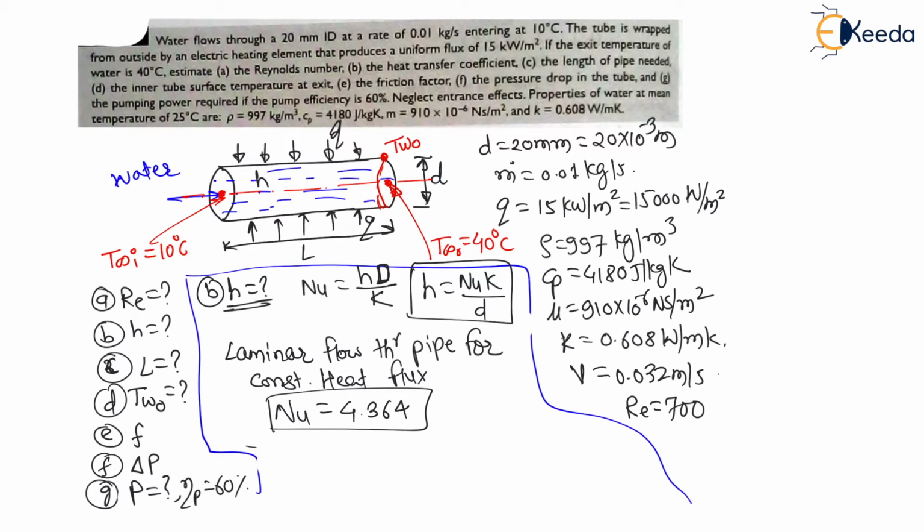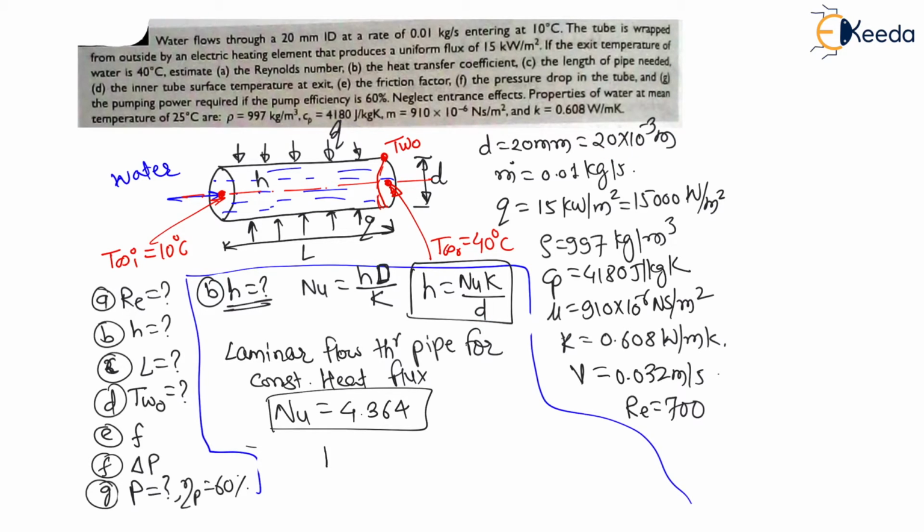So my dear students, for constant wall temperature it is 3.66. But here they have mentioned uniform flux, that is constant heat flux. Therefore, I have to use the value 4.364. So let us put this value. Thermal conductivity is given, diameter is also given, so you will get h.